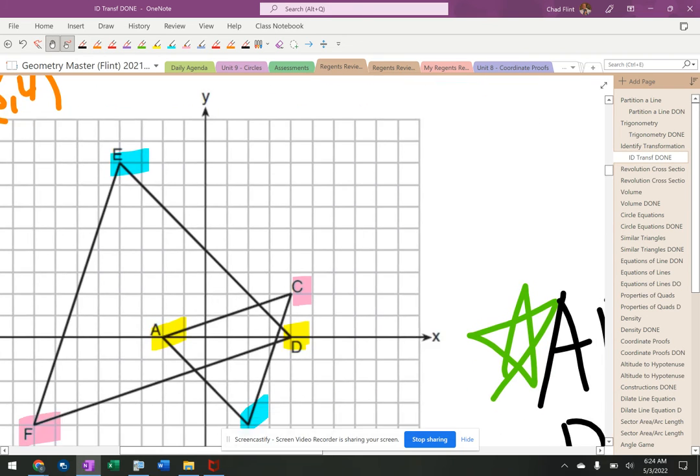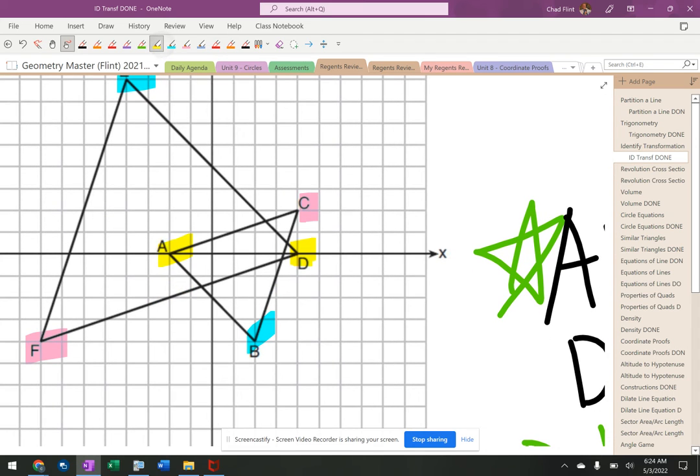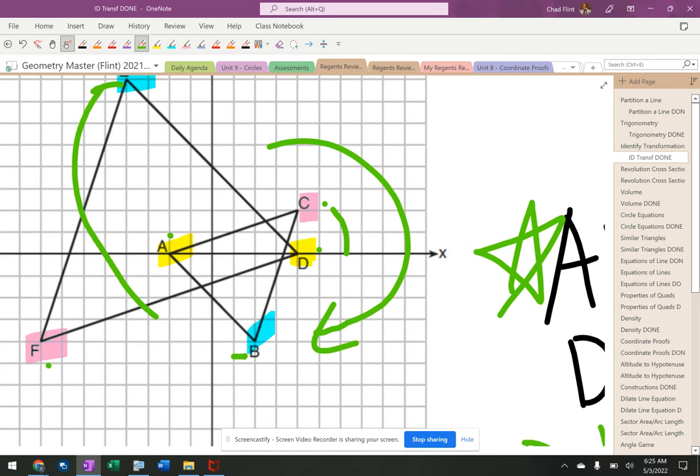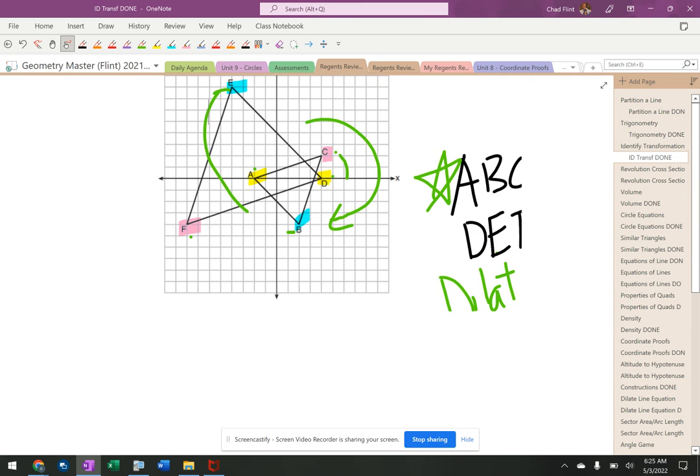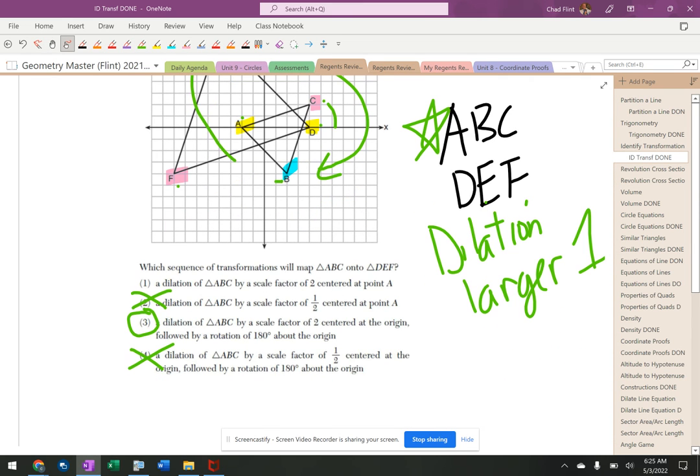Then the rotation happened. All right, then this thing spun around halfway. So the A ended up over here at D. Okay, and C ended up over there at F, and then B ended up here like that. So the rotation of 180 degrees and a dilation of 2.